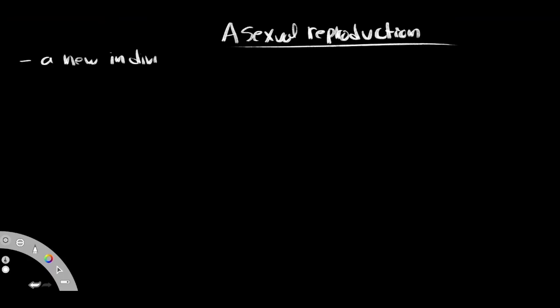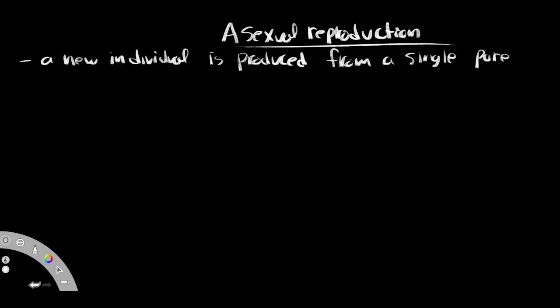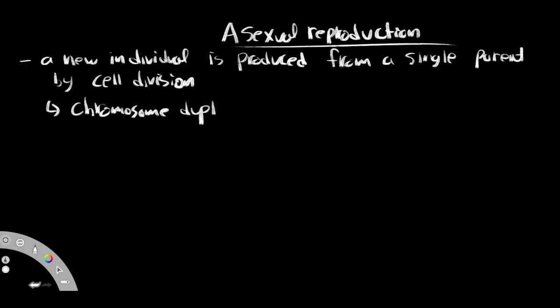All right, the mitosis that we're covering. A new individual is produced, but this is from a single parent by cell division. So there's no sex happening. No sex cells were involved at all. So that chromosome literally just duplicated on its own, and then it divided.